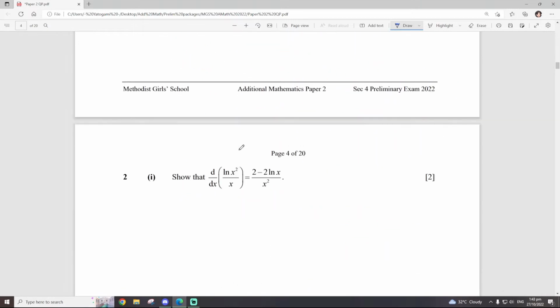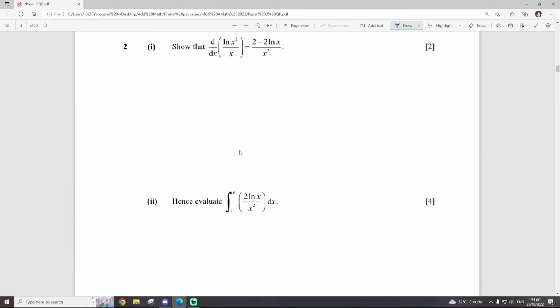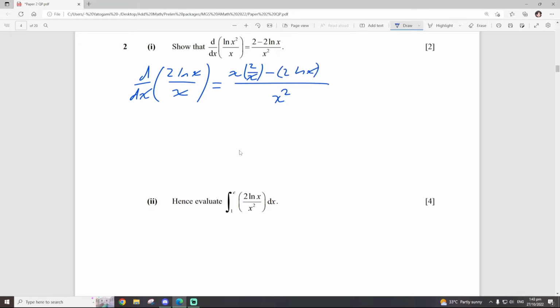Okay. Question 2. Show that the derivative of ln x squared over x is this. Now you can realize that this is actually 2 ln x divided by x. We'll use the quotient rule. So x squared at the bottom. Keep the x first. Differentiate 2 ln x, you'll get 2 over x. Then minus, keep the 2 ln x, and then differentiate x to get 1. Okay, simplify this. You just get the result 2 minus 2 ln x divided by x squared.